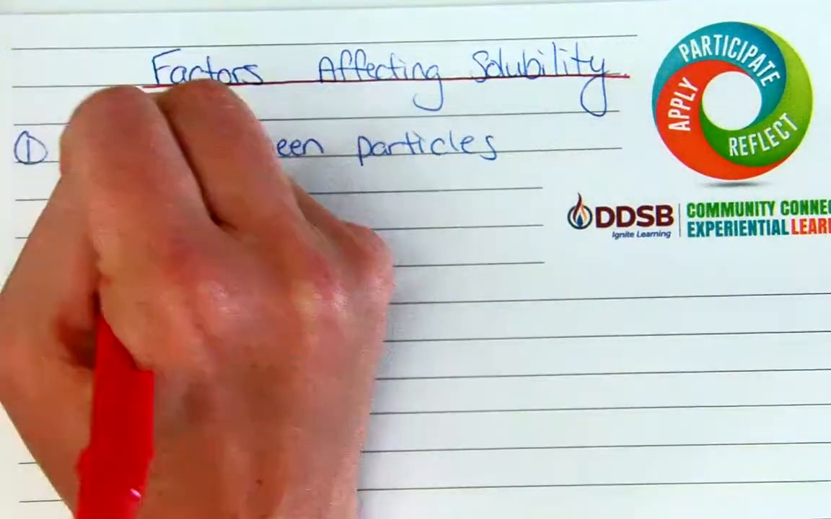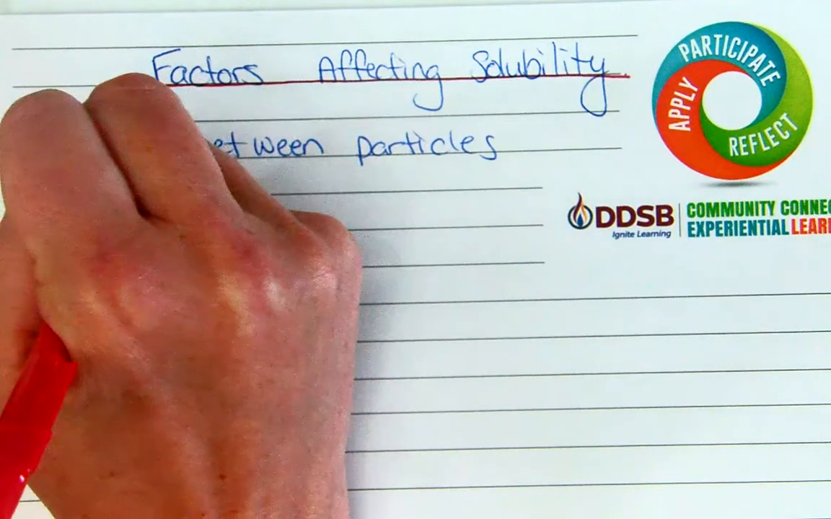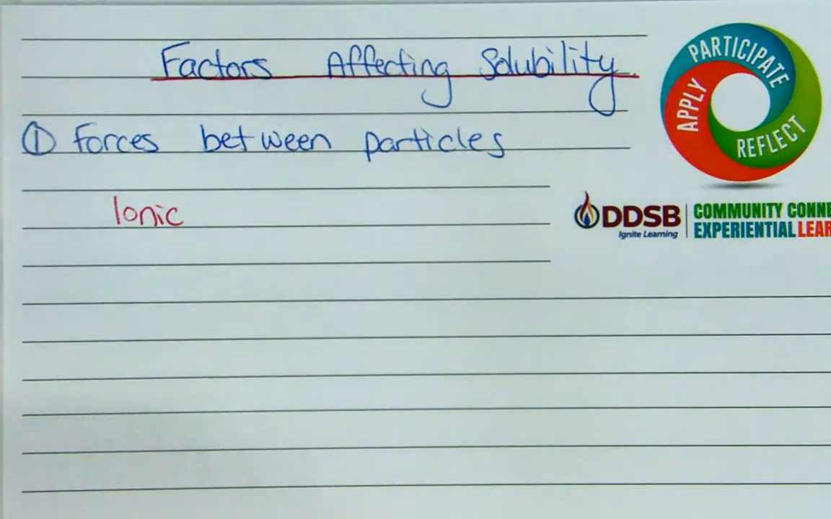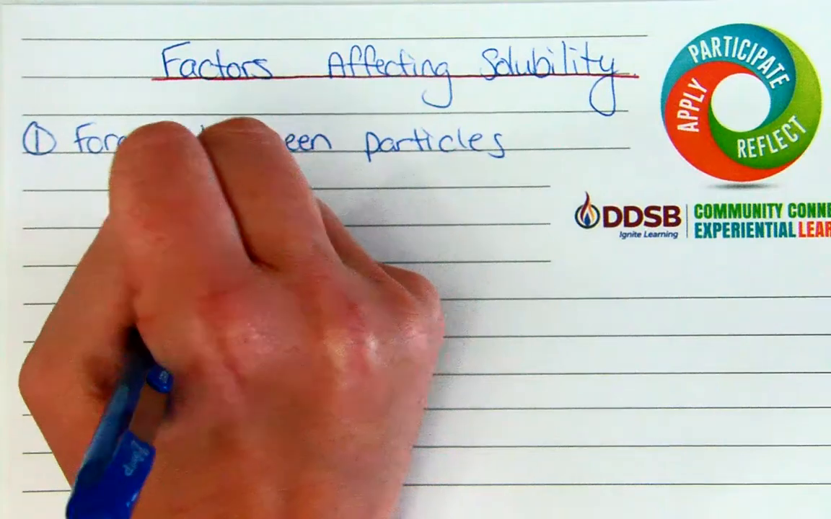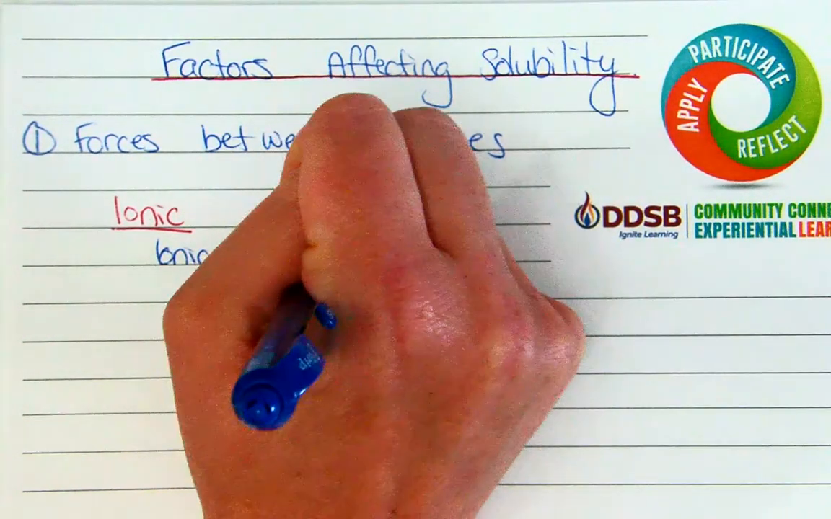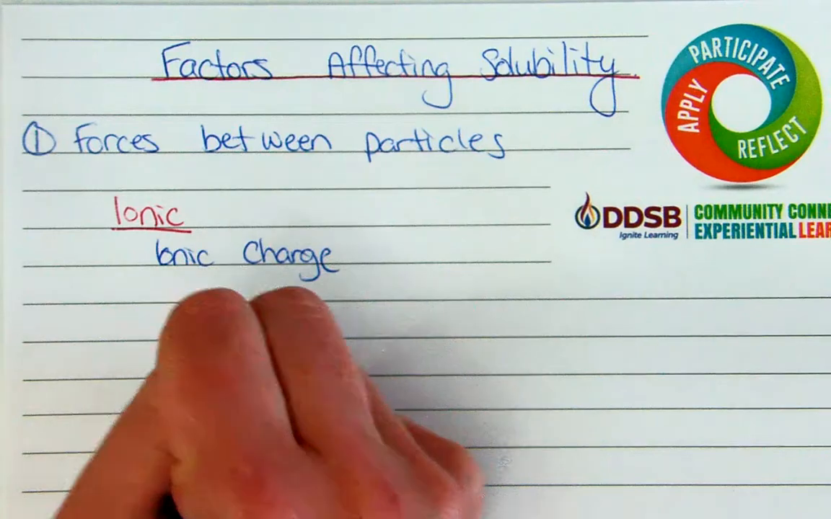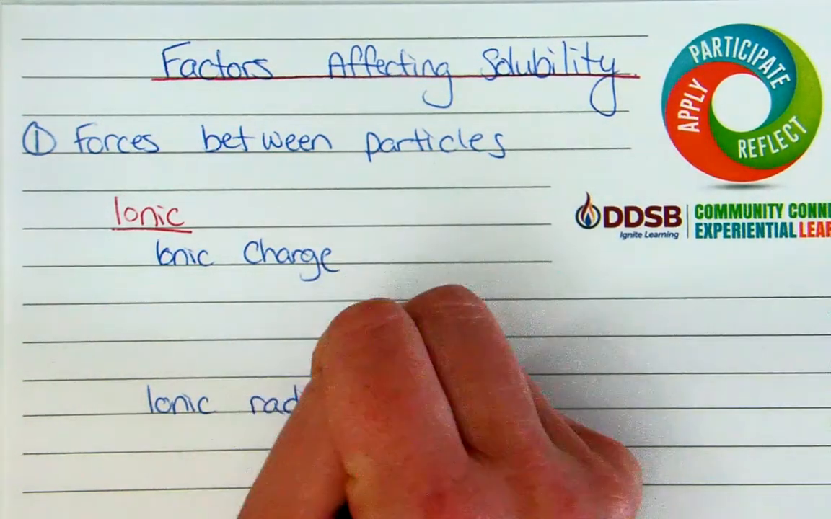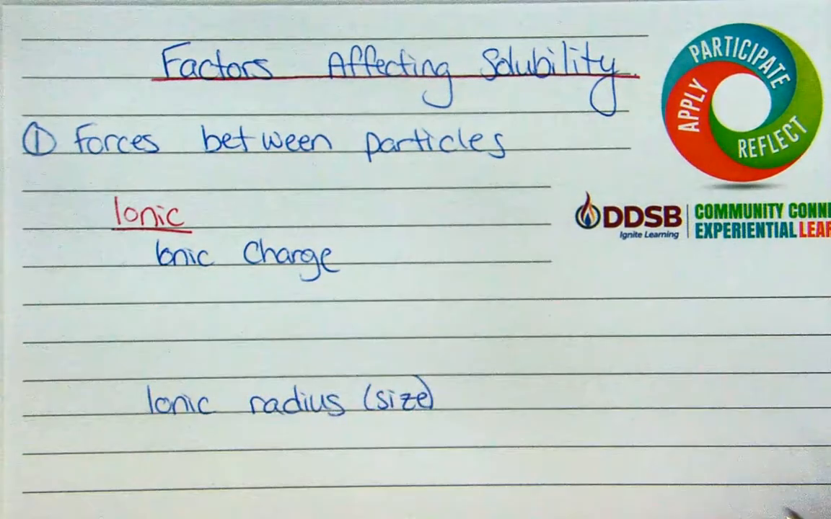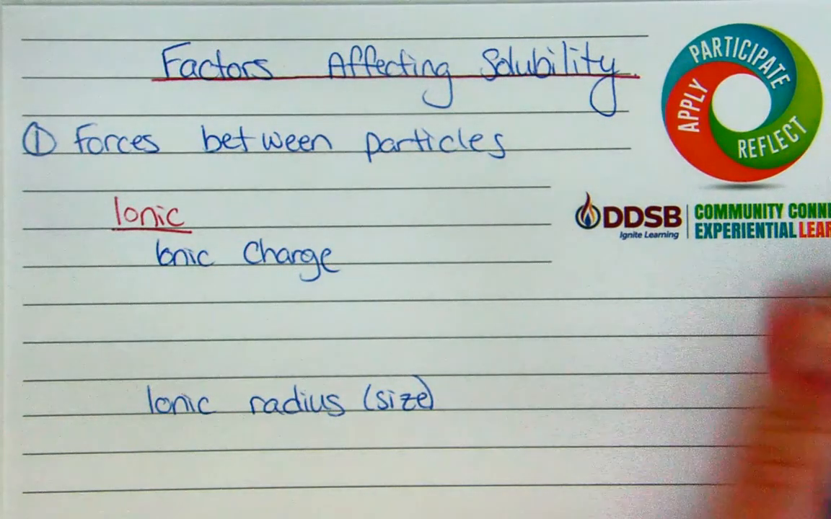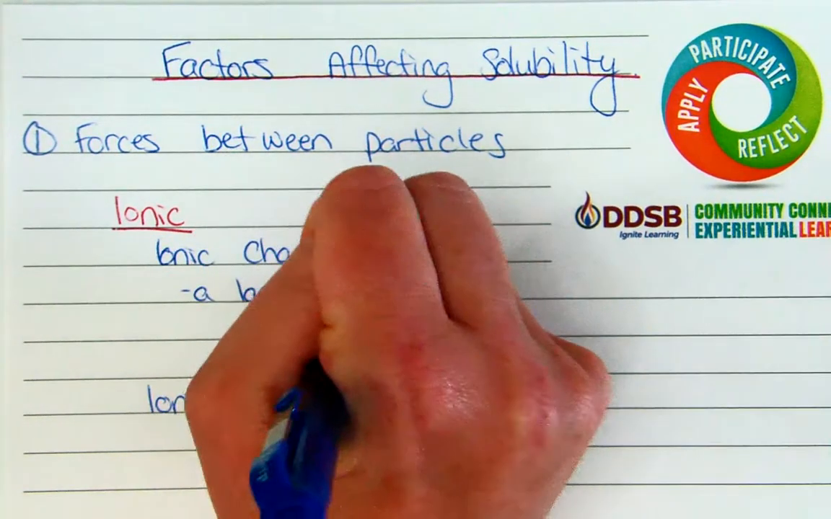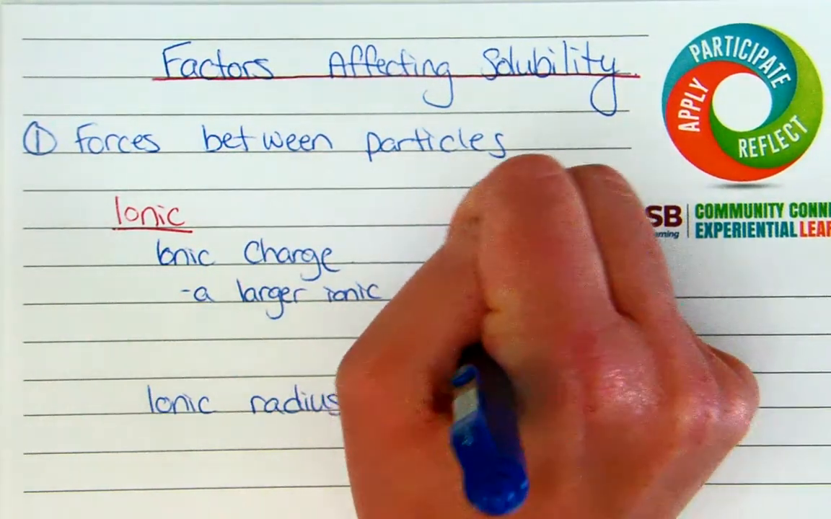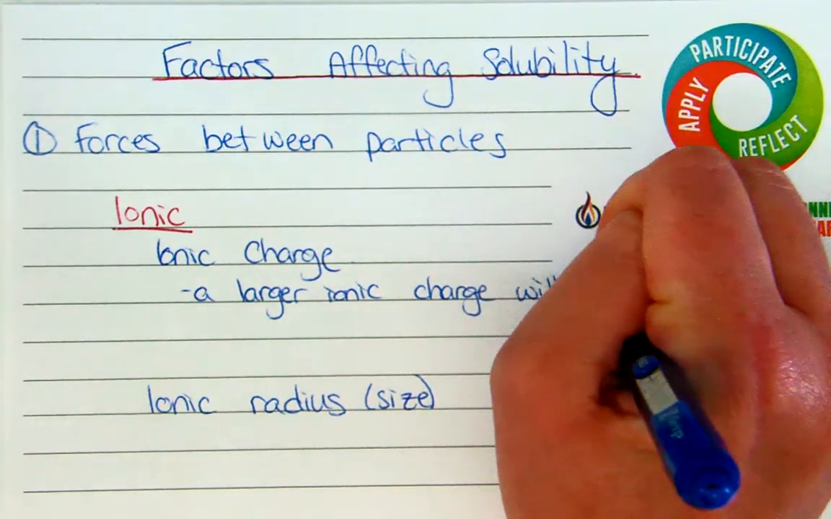And within this, we need to look at ionic compounds and molecular. We're going to do ionic first, as I'm sure you figured out by me writing the word ionic. So ionic compounds, we need to look at ionic charge and ionic radius. You might see it referred to as ionic size in the textbook, but we're better than that. So when we look at ionic charge, a larger ionic charge will result in a lower solubility.